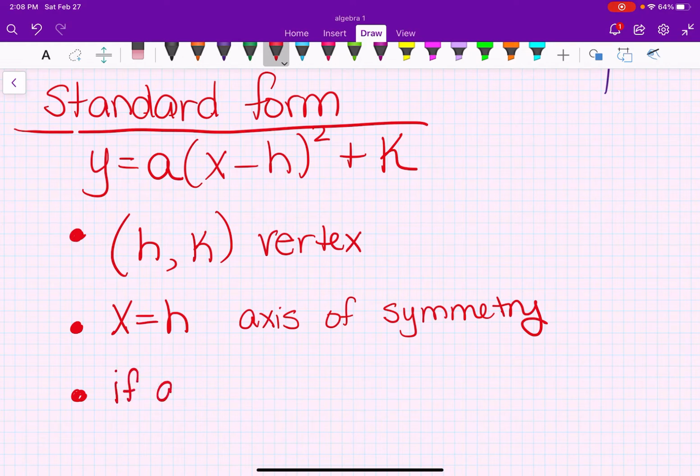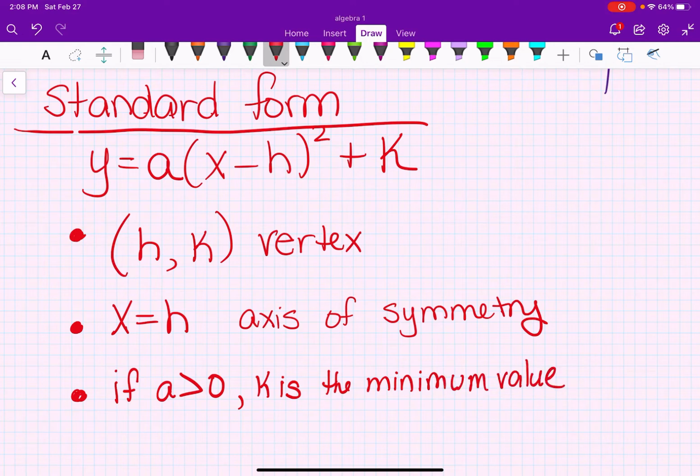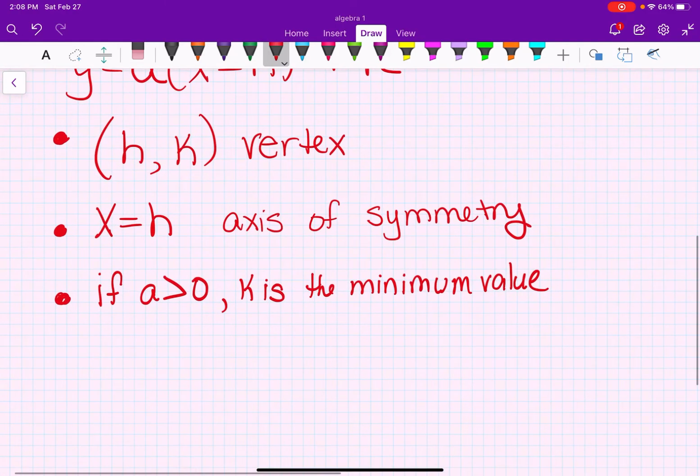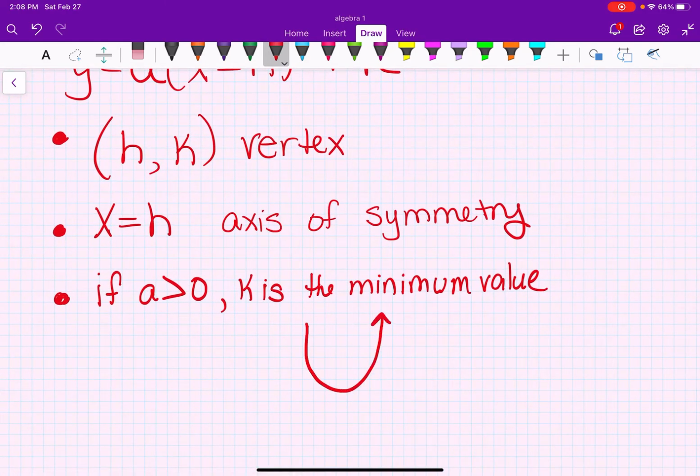If a is greater than 0, meaning a is positive, then k is the minimum value. And so that means it opens up. In other words, if a is positive, we have a smiley face. And that means our vertex is going to be a minimum. Okay, I'm saying it a less fancy way.